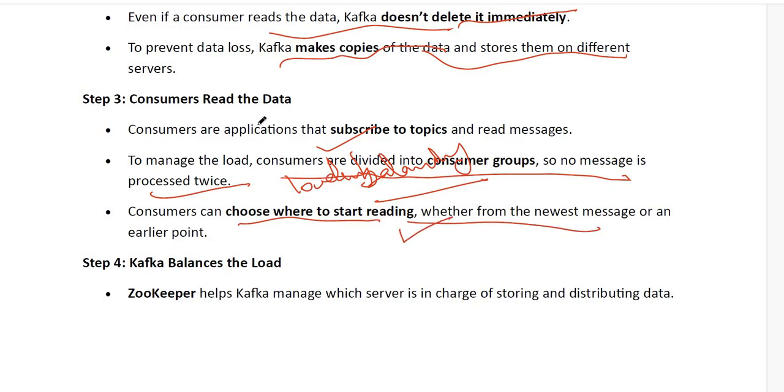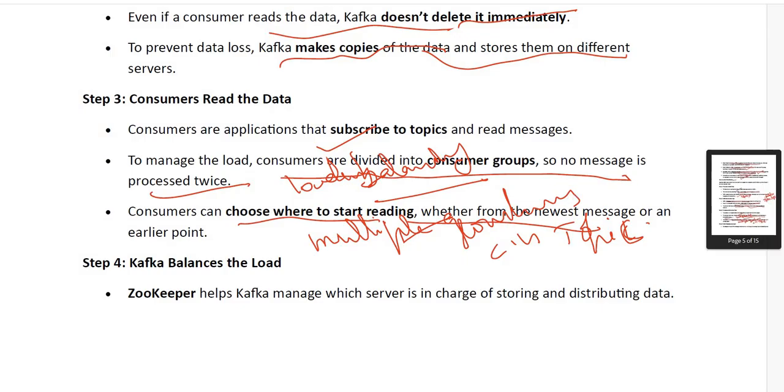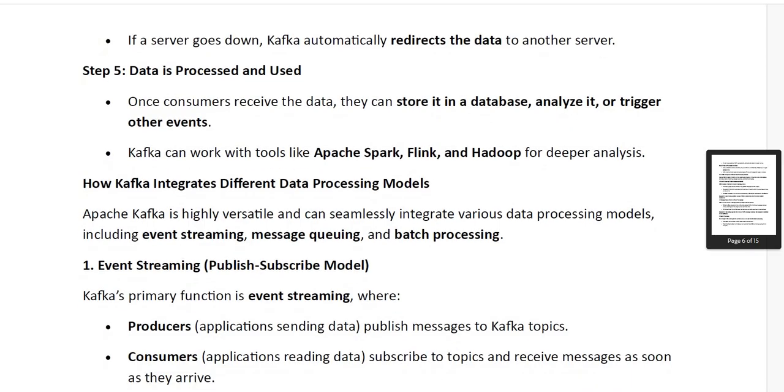Okay, so the consumers read the data. Not only one consumer, multiple consumers can also read the data. They can form a group. So multiple consumers in a consumer group, CG, can work on one single topic, as we discussed previously. And next, the last one is Kafka balances the load.